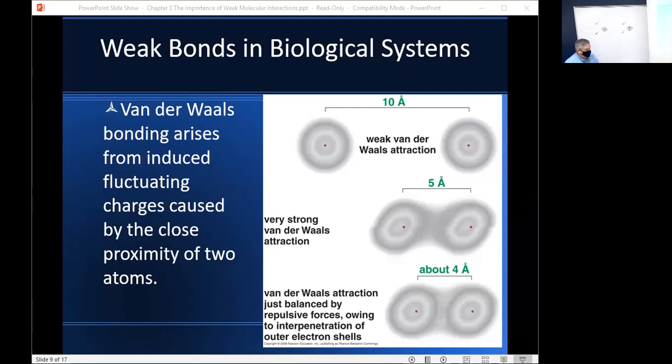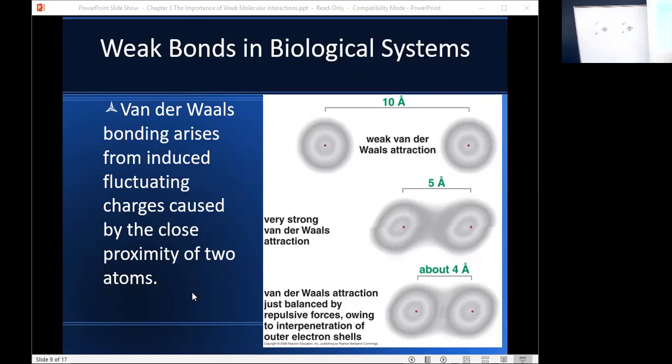Here, about 10 angstroms. Again, let me make sure I'm sharing this. I'm sharing that. Okay, good. At 10 angstroms, we're going to have rather weak van der Waals interactions because that's rather far apart. At 5 angstroms, we're going to have very strong van der Waals interactions. So the nucleus of one atom is going to be attracted to the electrons of another and vice versa.